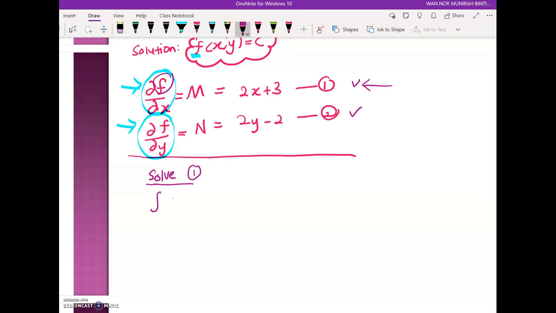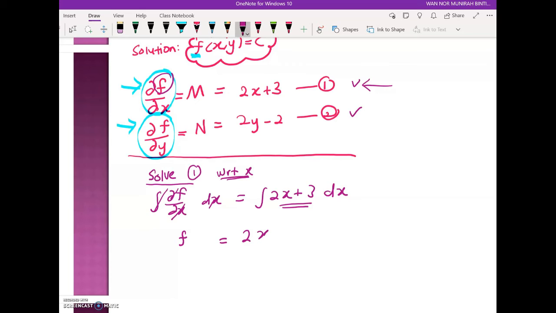So I just integrate ∂f/∂x with respect to x. Differentiating something that you already integrated, what's left is only the function f. Then integrate here, so that you have 2x squared over 2, which is just x squared, plus integrating 3, so that you have 3x.